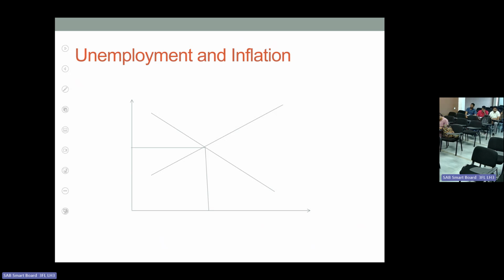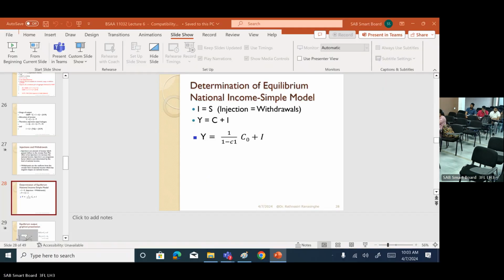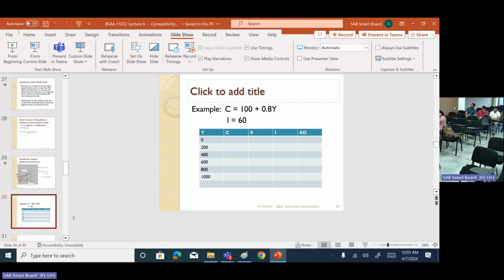Now if there is a rise in aggregate demand, what happens? It shifts to the right, and that will increase the employment level and sales. That is the general case. You know the aggregate demand and aggregate supply. This is the price level, this is the income, and this is the equilibrium.